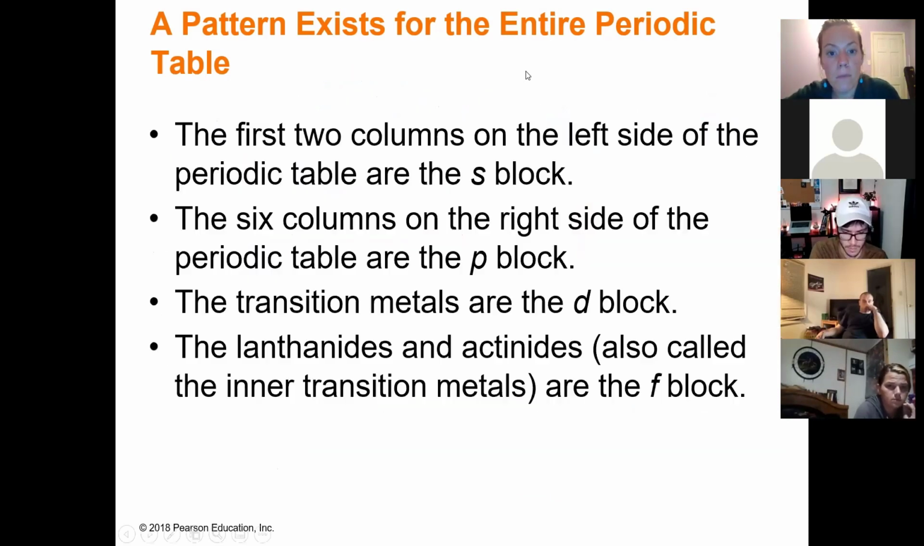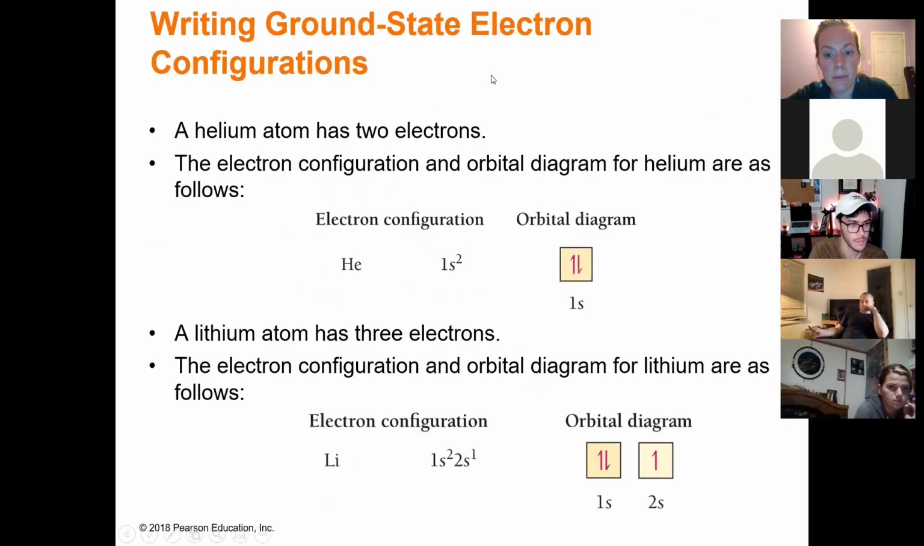Okay, let's move back a little bit here. We skipped over some stuff. So helium is the second element on the periodic chart. It has 2 electrons, so we put a 2 in the S. Its orbital diagram would look like this: a box with 2 arrows spinning in the opposite direction.